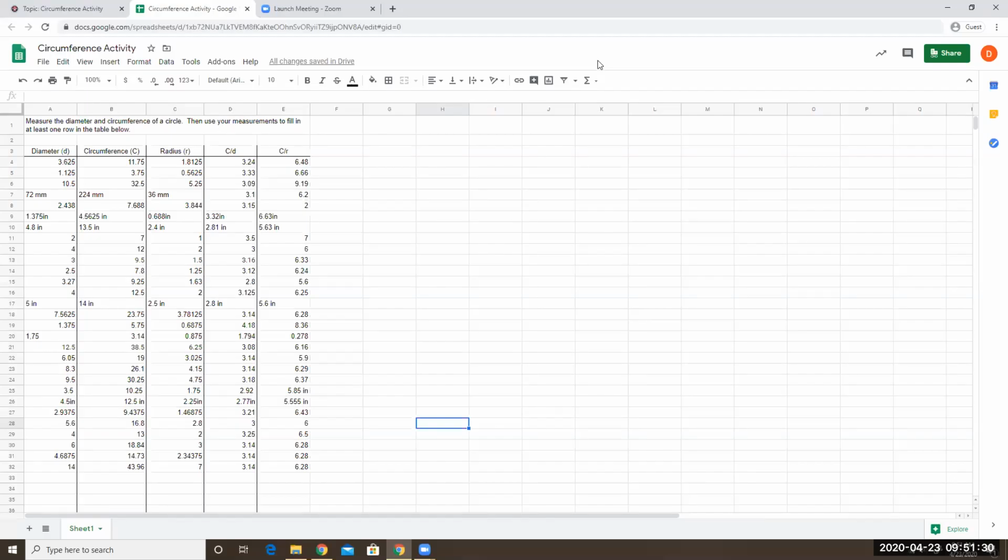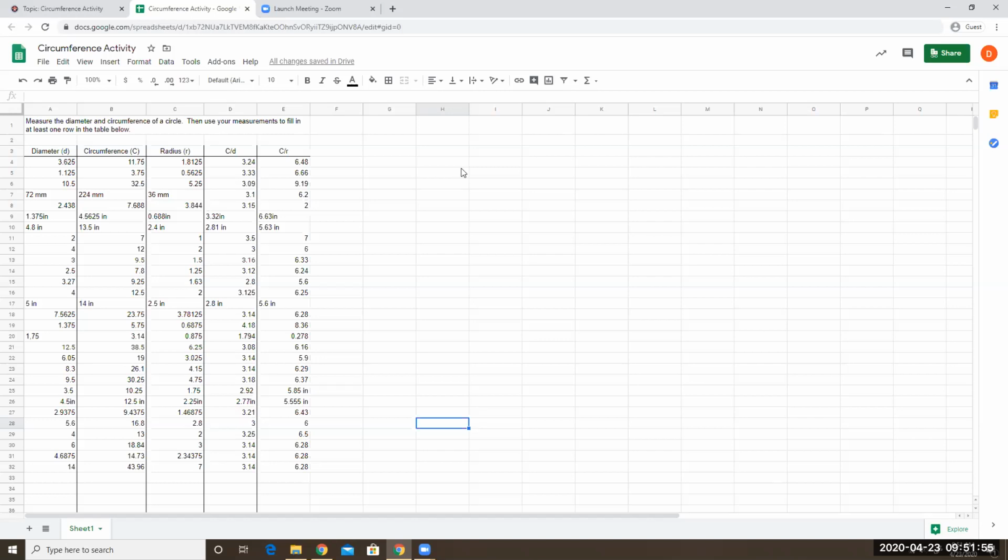Okay, so here is the circumference activity spreadsheet that most of you have filled out. A few of you haven't done so yet, and that's okay. I'm just going to go ahead and work with what I have here. I think we have plenty of observations that we can use.